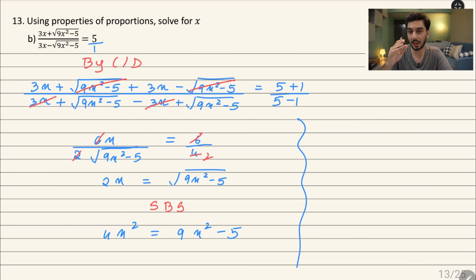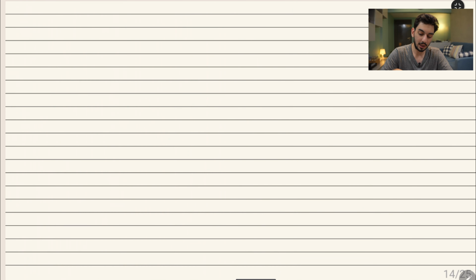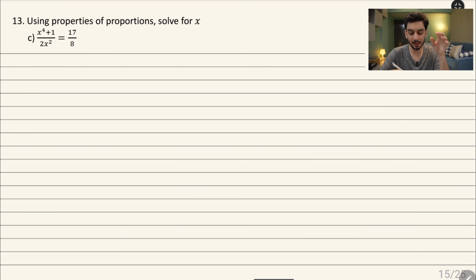All the x's on one side, everything that does not have an x goes to the other side. So negative 5 comes to this side and becomes positive 5, and that would be equal to 9x squared minus 4x squared. So 5 is equal to 5x squared. 5 and 5 just go away, and x squared would be equal to 1, and if x squared is equal to 1, x would be plus or minus 1, and that is your answer. Next question. This one says, using properties of proportion, again solve for x.